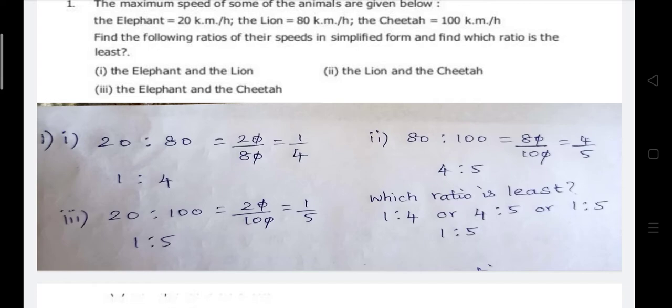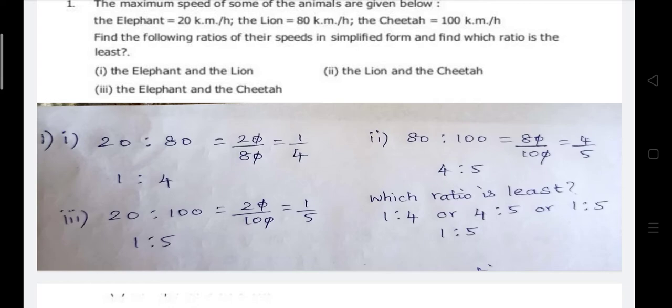Next, the lion and the cheetah. Lion is 80:100. 80/100, that is 4/5. Simplified form is 4:5. The third question, the elephant and the cheetah. Elephant is 20 and cheetah runs fast, so 100 km/h, and that is 20:100, is 20/100, that is 1/5. 1:5 is the simplified form of 20:100.